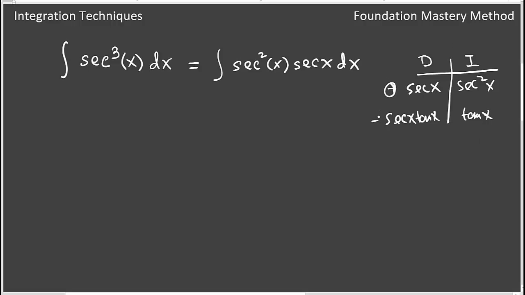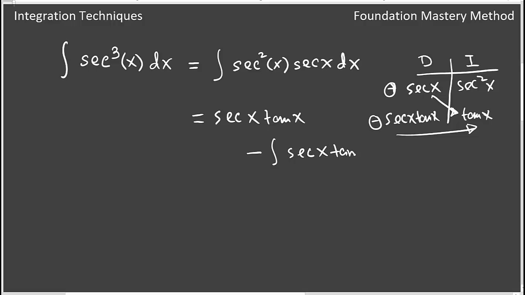We have a plus sign, then a minus sign. Now our rule is we multiply this way first. This one gives me secant x tan x, and then we go this way, again integral, minus the integration, multiply this with this, so we get the integral of secant x tan squared x dx.